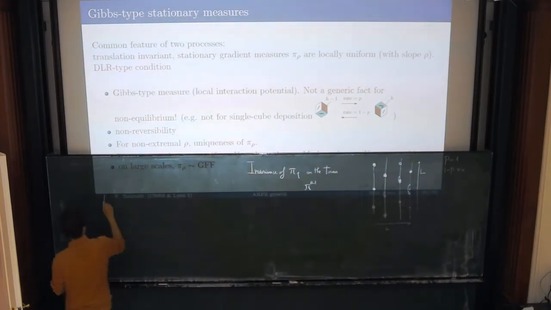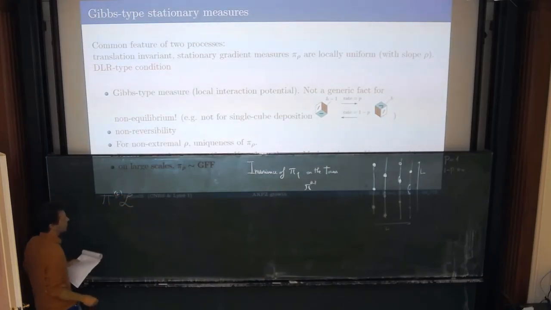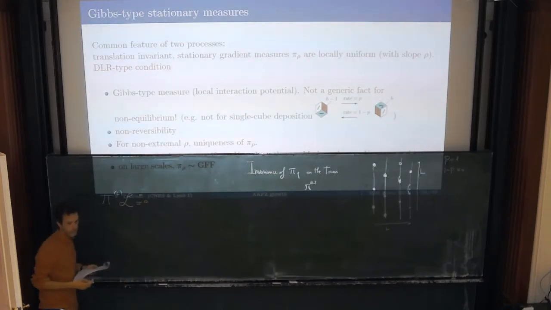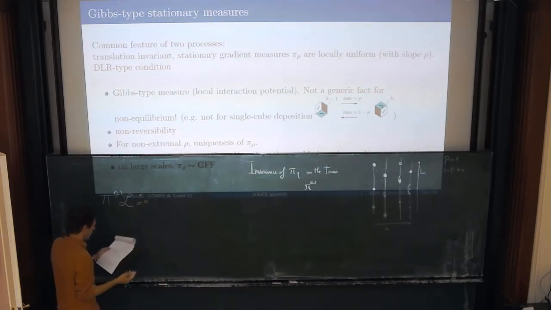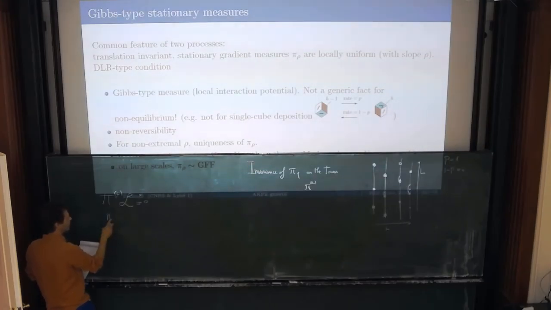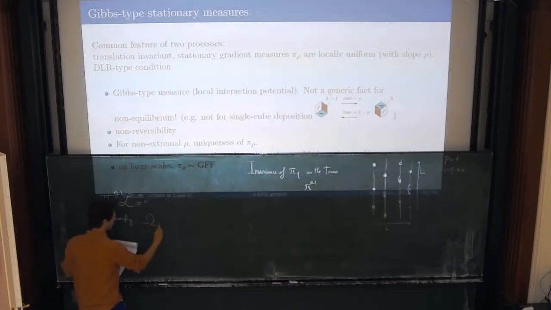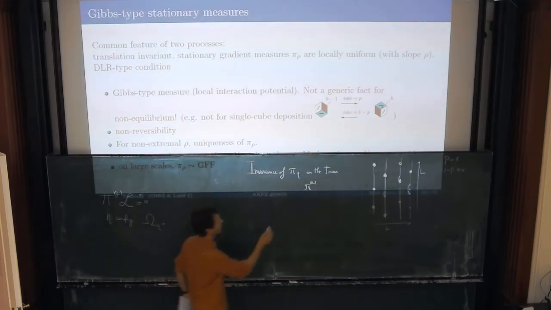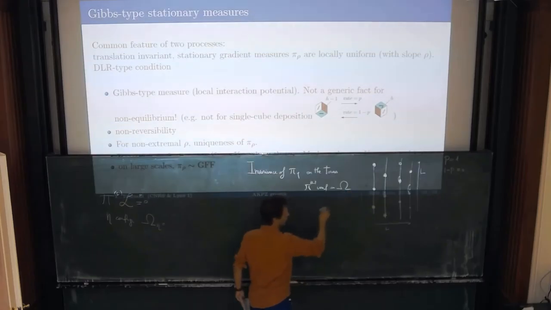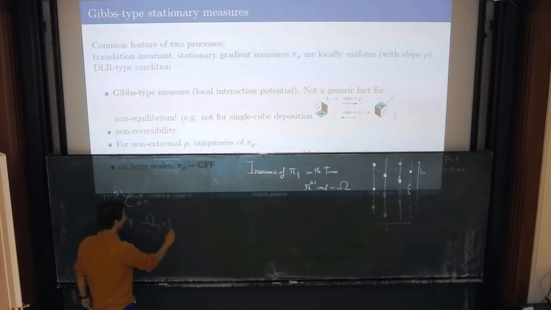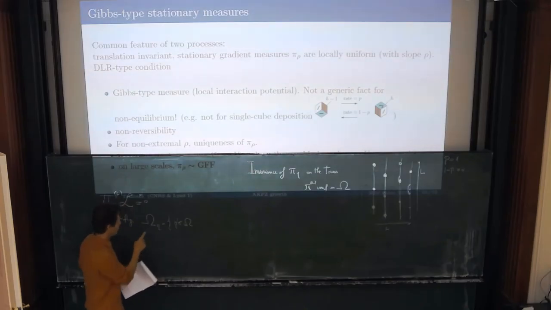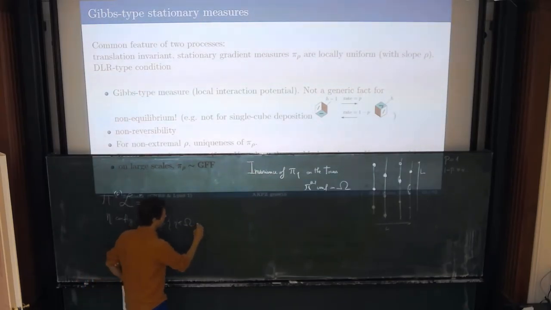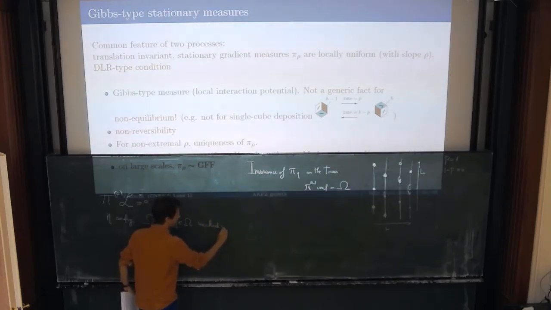Okay, so what do I have to do? I have just to take this measure, apply the generator, and the result should be zero. Let me define a couple of notations. Given eta, which is a configuration, let me call omega eta the following. Omega is the set of all possible configurations. So omega eta are the eta prime in omega that can be reached from eta with a single jump upwards, that can be reached with an up jump.